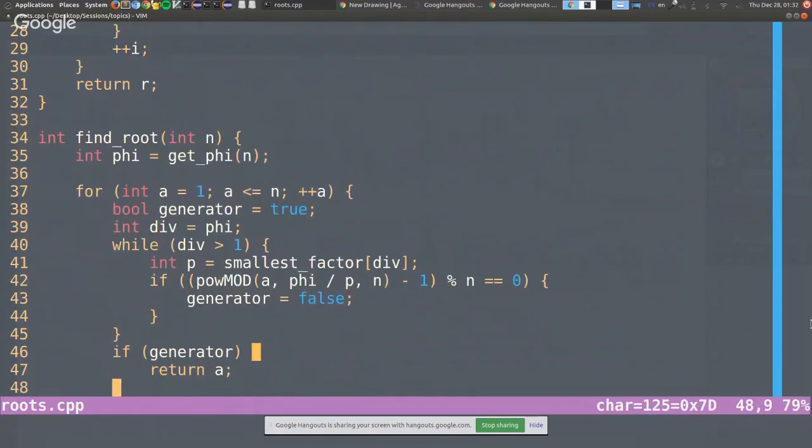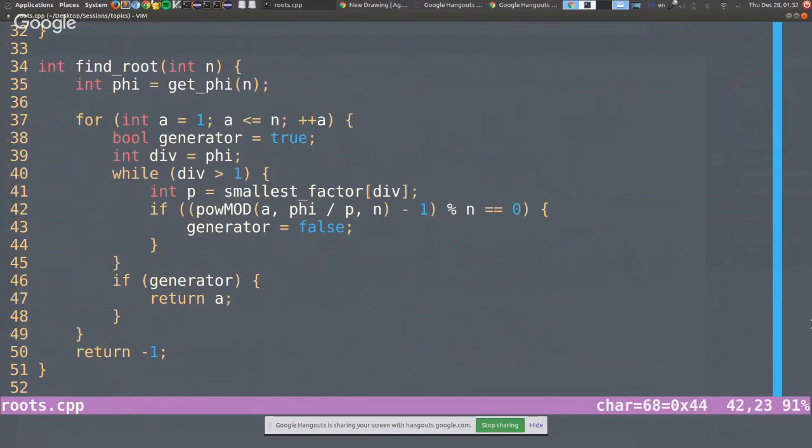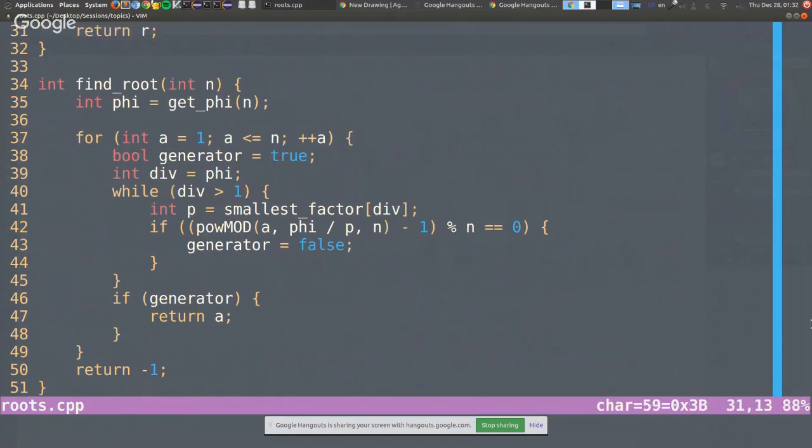So this should be an algorithm to find a primitive root of n. Basically, we go through all the numbers a, and then we try to say it could be a generator, and we go through all the divisors. So start with pi, and here we get the smallest factor, which is a prime divisor of this div variable, which is a prime divisor of pi.